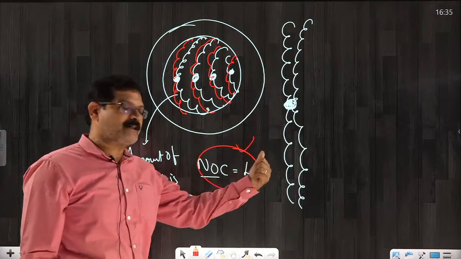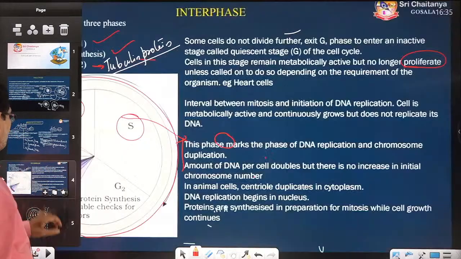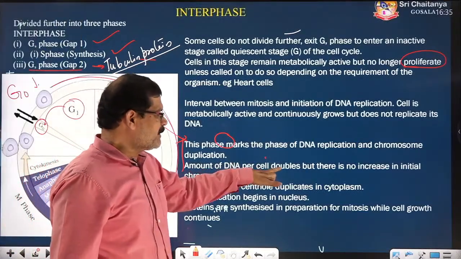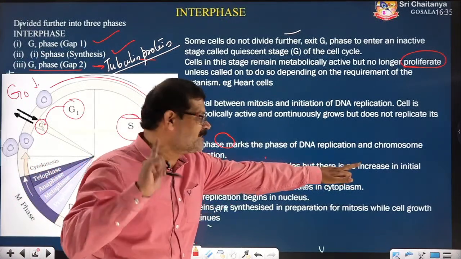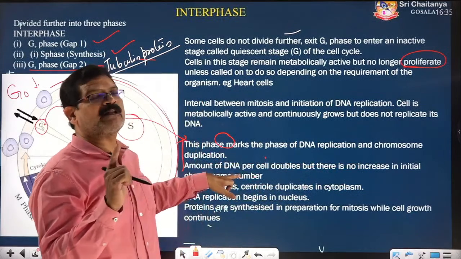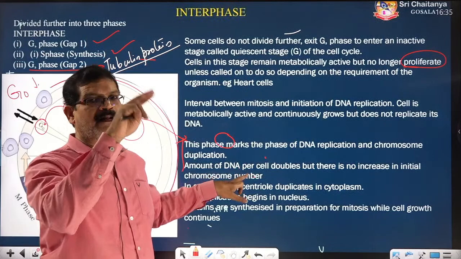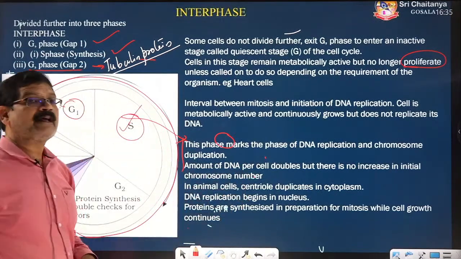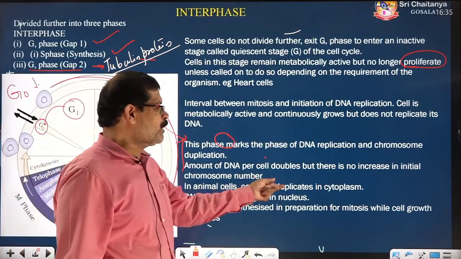That is the point we saw previously. See here, what is the point here? The amount of DNA per cell doubles, but there is no increase in the initial chromosomal number. Number of chromosomes, 4 are there, 4 will remain, but the amount of DNA gets doubled. That is the event which happens in which phase? S phase.